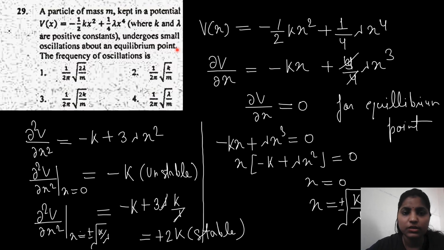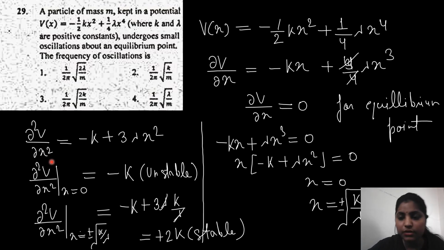In the next question, potential is given to you and you have to find out the frequency of oscillation. A particle undergoes a small oscillation about an equilibrium point. For the frequency, you should know the formula, which is omega equal to 2 pi under root del 2V over del x square upon m. So we have to find del 2V over del x square around the stable point.